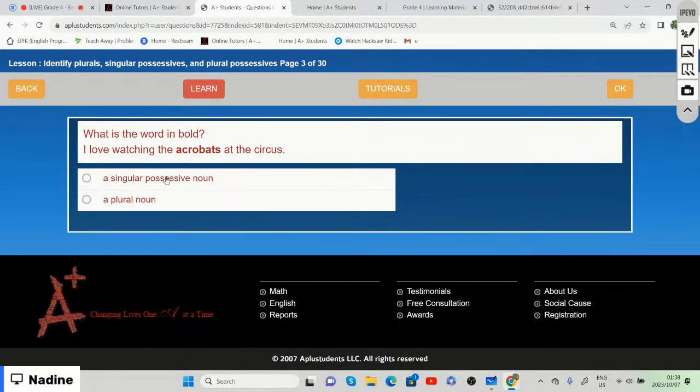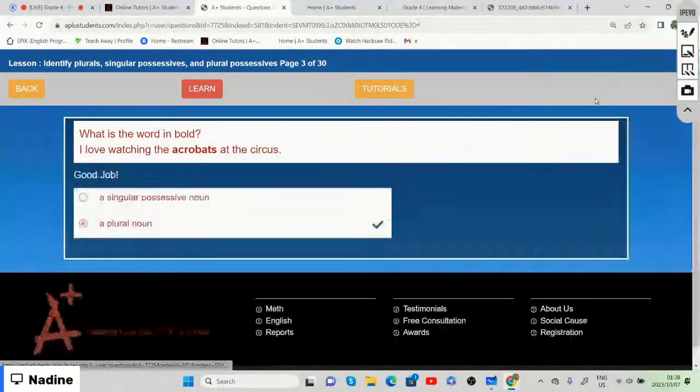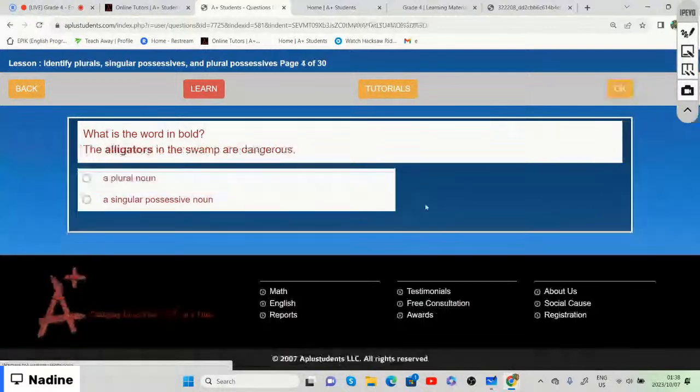All right, so we are going to say that this is just a plural noun. There is no apostrophe added at the end of that word, right? No apostrophe and an S, which means that it is not a possessive noun. It is just a plural noun, right? So it's just a plural noun.